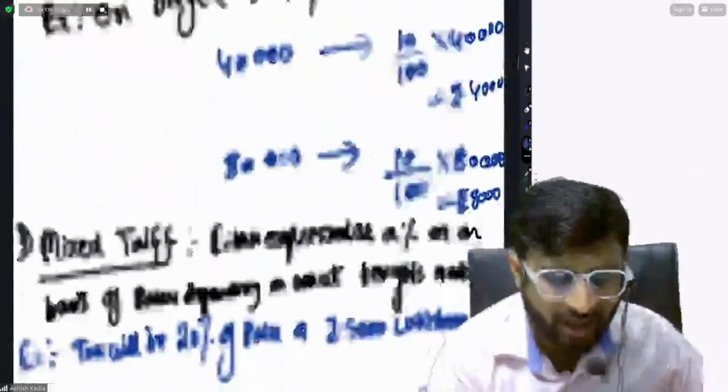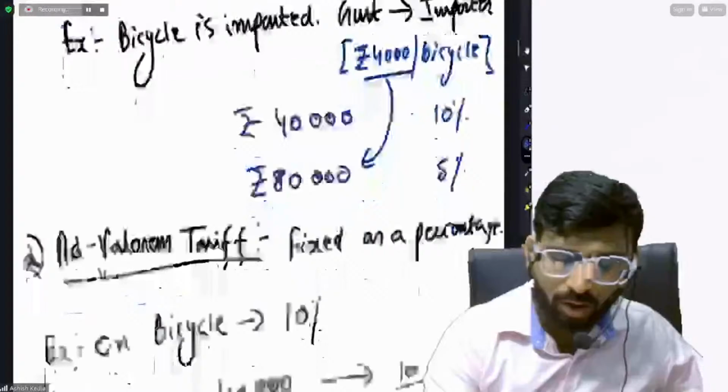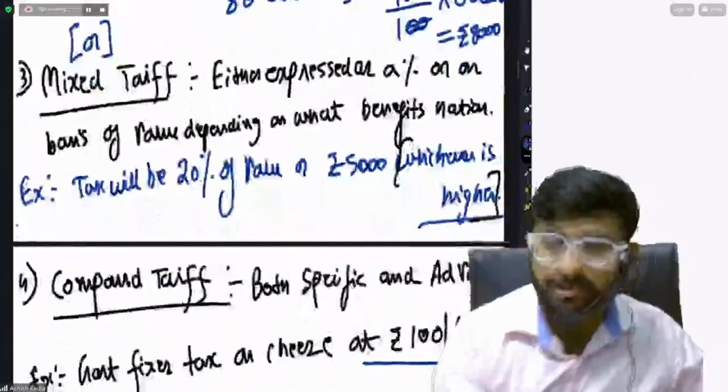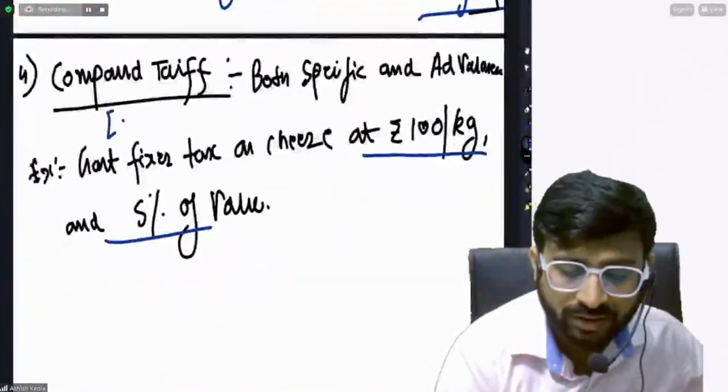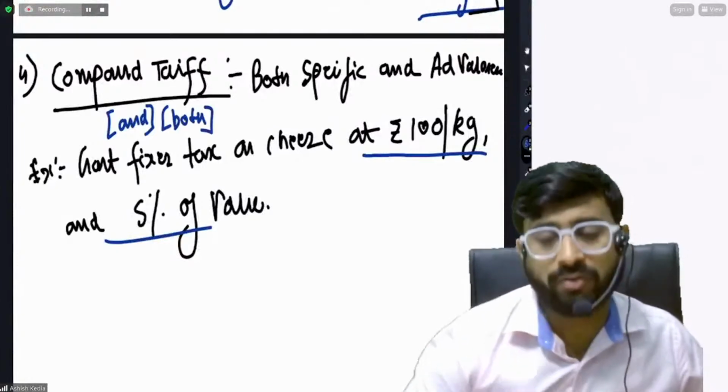So the main difference is in mixed, either of the two is present. That is either specific or ad valorem in mixed tariff. But in compound tariff, the language is and, meaning both are imposed, not one but both.